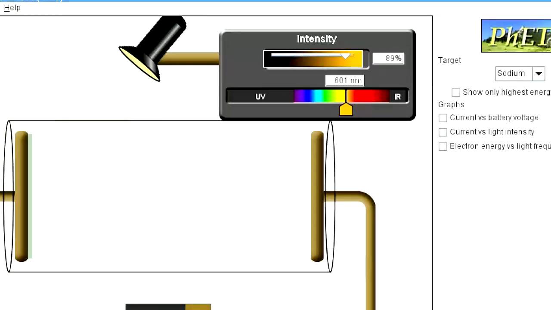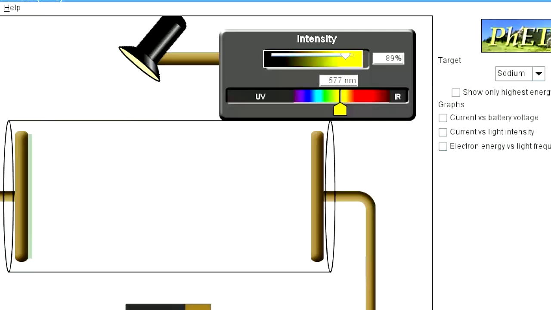So I'm going to increase the intensity here. Do you see any electrons being emitted from the surface when I shine this light on it right now? Nope, no electrons. So what Einstein did was he slowly increased the energy of the incoming light source until we would see electrons being emitted. If I want to increase the energy of this light source, should I make the wavelength longer or shorter? Shorter. So let's make it shorter.